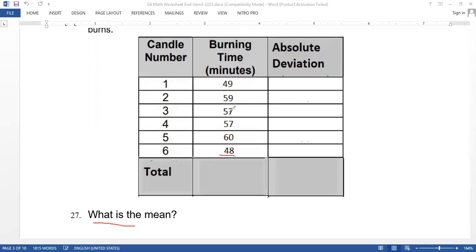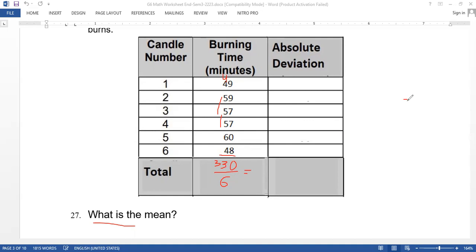18 plus 7, 25, plus 7, 32. 32 plus 8 is 40. Now 4 plus 4 is 8. 5 plus 5, 10. 18. 18 plus 5, 23. 23 plus 6, 29. 29 plus 4 is 33. So 330 over 6, because there are 6 values.